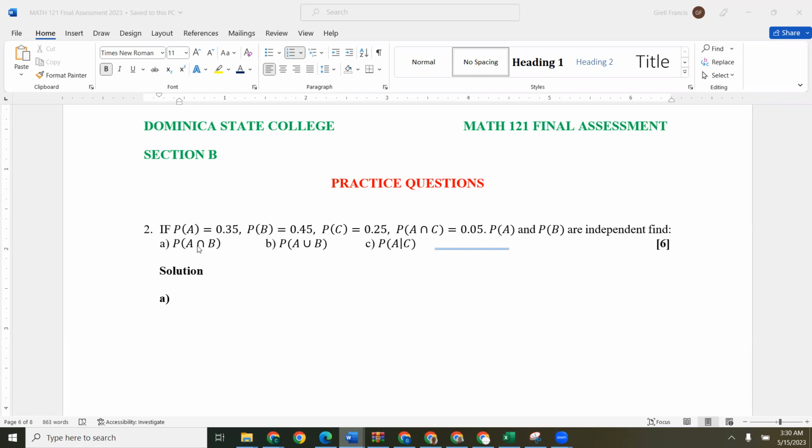It says if P of A is equal to 0.35, P of B is equal to 0.45, P of C is equal to 0.25, P of A and C is equal to 0.05, and that P of A and P of B are independent, find. So you've got three events in play here, A, B, and C, and A and B are independent. So find P of A and B, or P of A intersect B. So that's part A. To do that, we need to go to weekly notes number 10 for help.